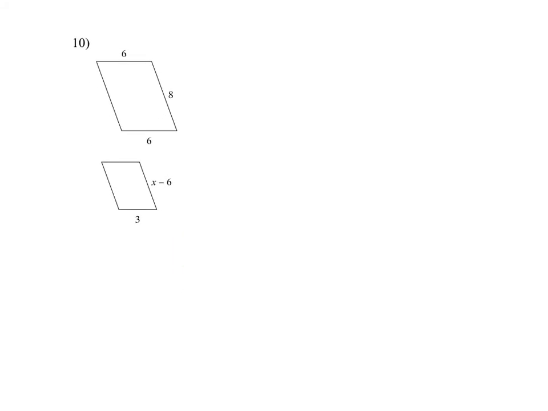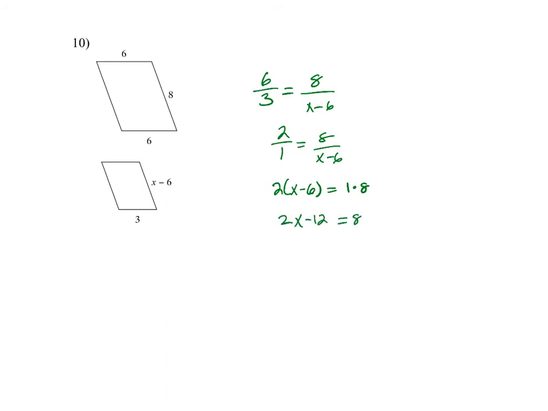So in this one, I only have this pair of sides that they're giving me information because I don't know that other information right there. So 6 over 3 equals 8 over x minus 6. So 2 over 1 equals 8 over x minus 6. Now I'm cross multiplying. 2 times x minus 6 equals 1 times 8. So 2x minus 12 equals 8, plus 12. 2x equals 20, divided by 2. X equals 10.